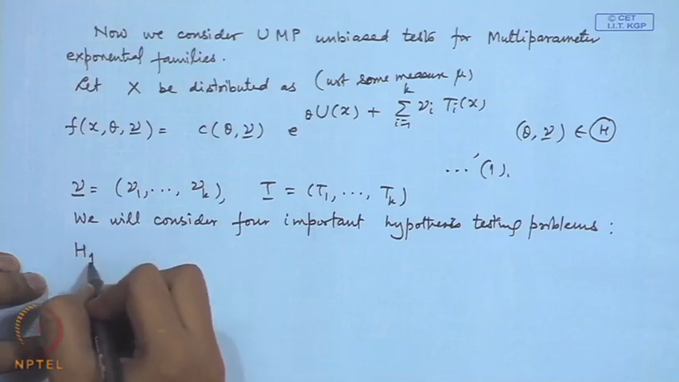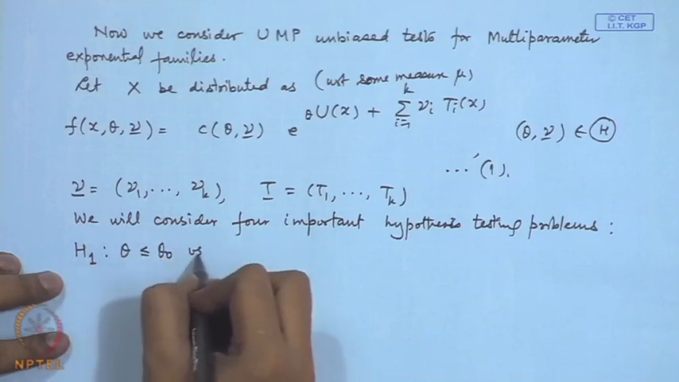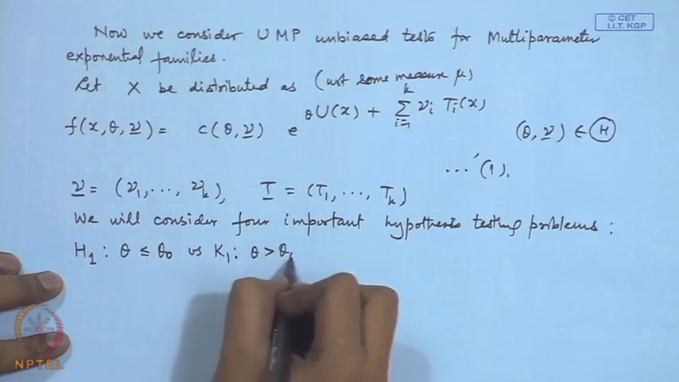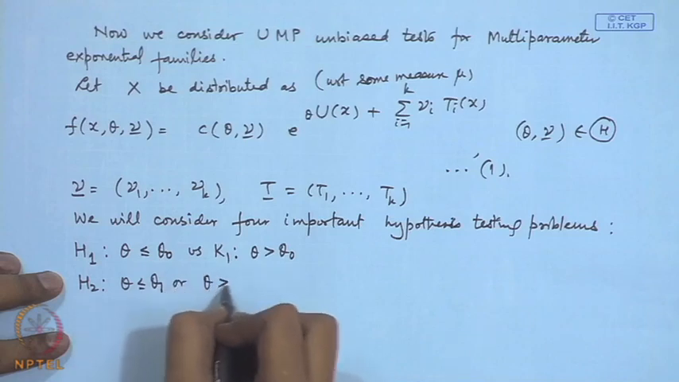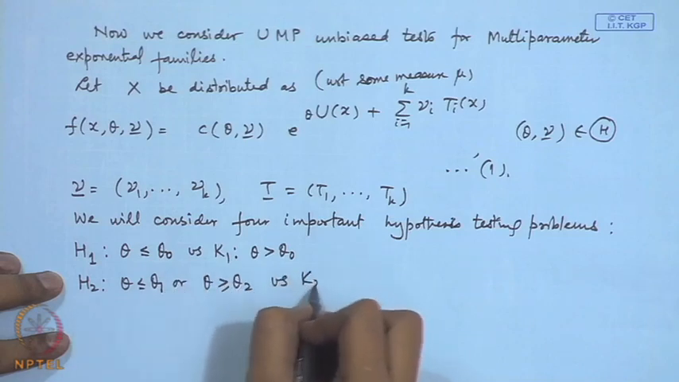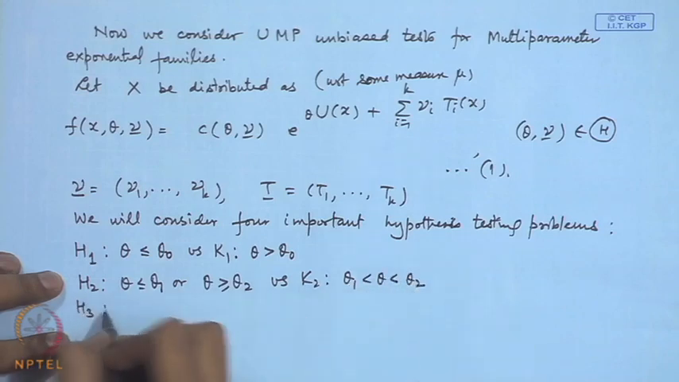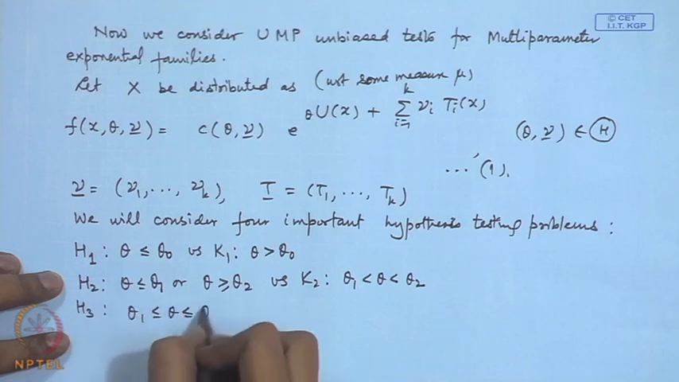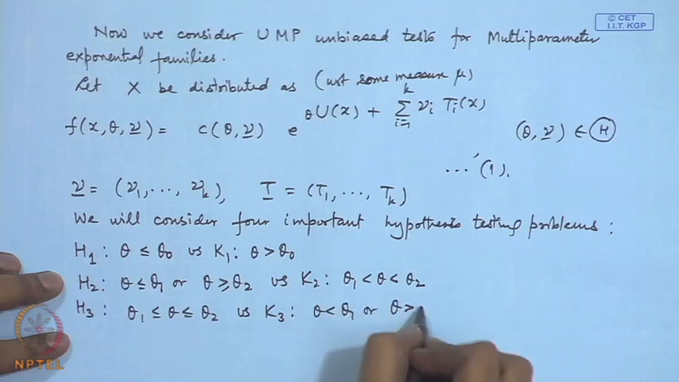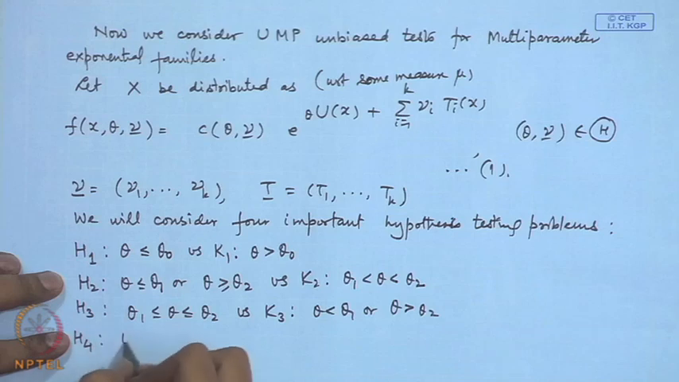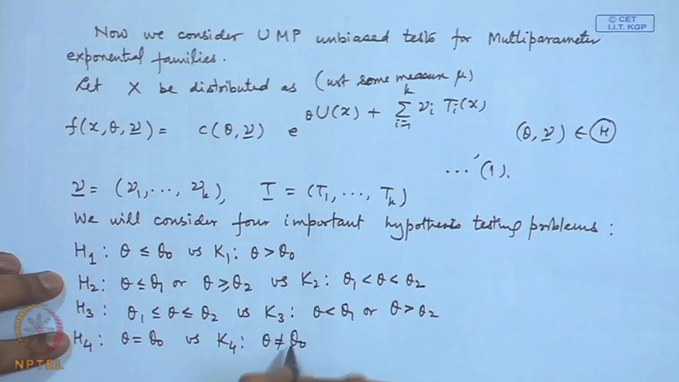So, we will follow the notation that I introduced yesterday. H1: theta less than or equal to theta naught versus K1: theta greater than theta naught. H2: theta less than or equal to theta 1 or theta greater than or equal to theta 2 versus K2: theta 1 less than theta less than theta 2. H3: theta 1 less than or equal to theta less than or equal to theta 2 versus K3: theta less than theta 1 or theta greater than theta 2. H4: theta is equal to theta naught versus K4: theta is not equal to theta naught.